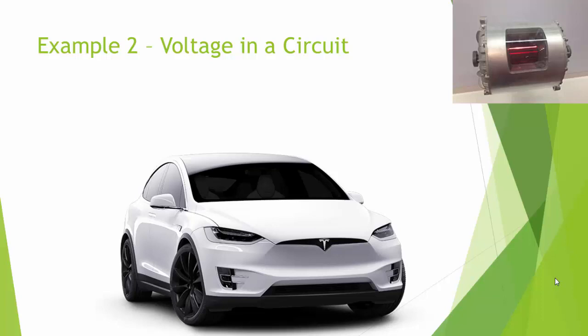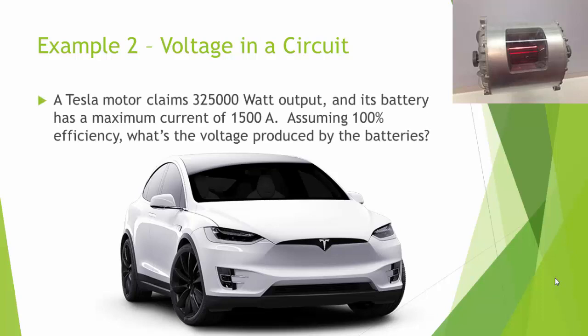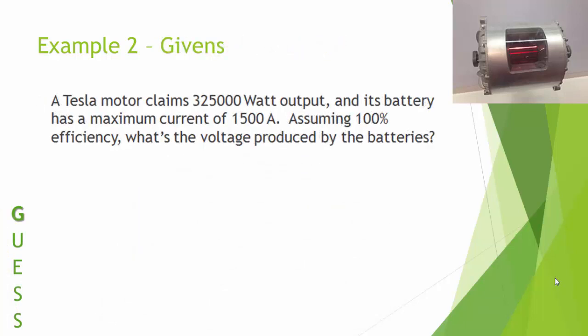Okay, let's do one more example. Voltage in a circuit. So a Tesla motor claims 325,000 watt output. The battery has a maximum current of 1500 amps. If we assume 100% efficiency, that is, all of the current goes towards the output, what's the voltage produced by the batteries? Well, we got a little bit of extra data here, but we should still be able to do this. Our givens are a current of 1500 amps and a power of 325,000 watts.